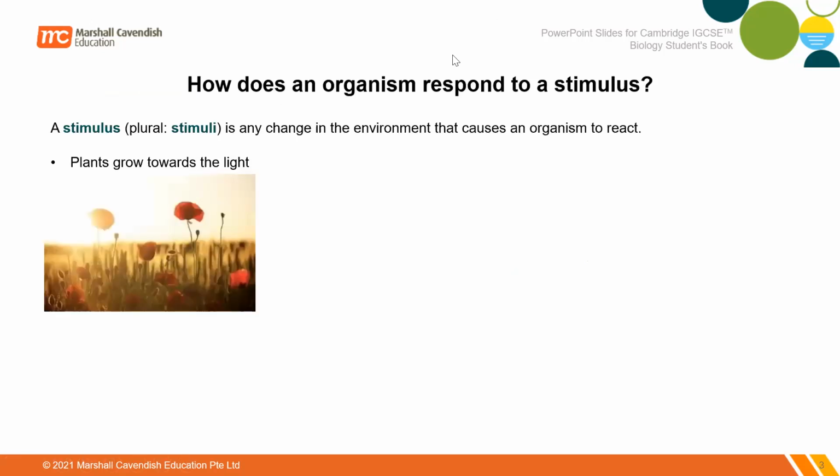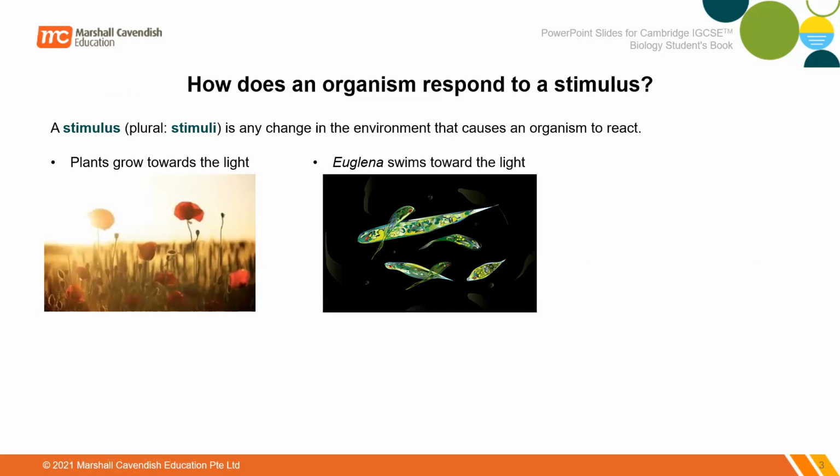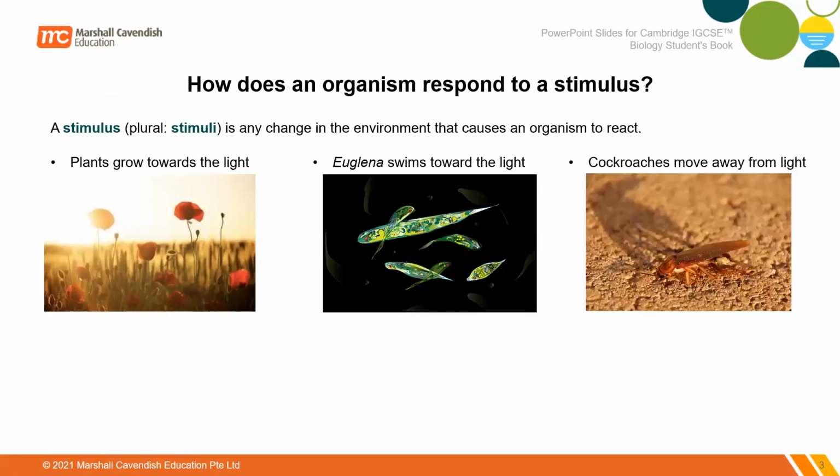How does an organism respond to a stimulus? Definitely we have different types of organisms. First one, plant. The ability to grow towards the light is a kind of response. The ability of Euglena to swim to the light is a kind of response to specific stimuli. And here, the stimulus is the light, because stimulus is the singular word.